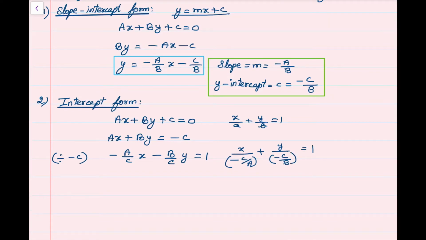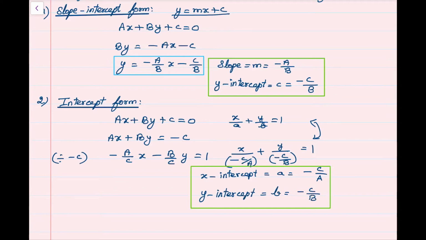Now, by comparing these two equations, x-intercept is minus c divided by a and the y-intercept is minus c divided by b.